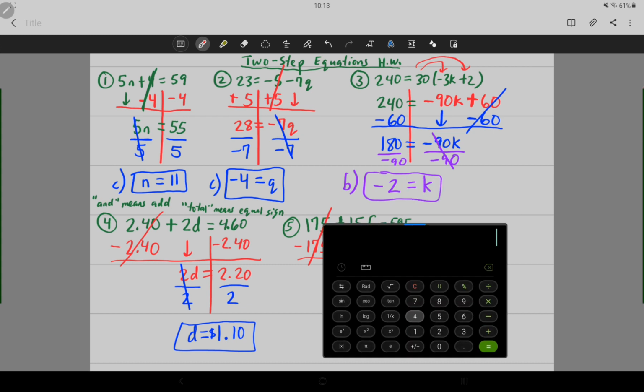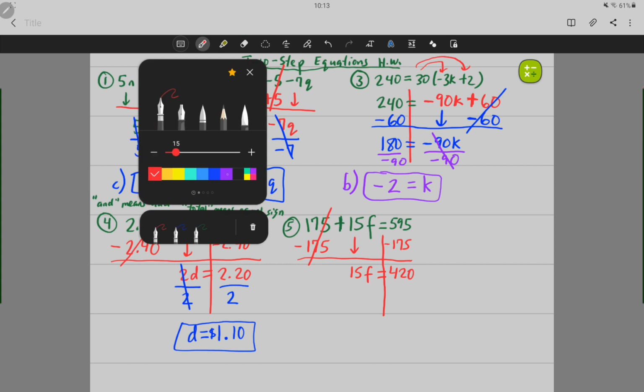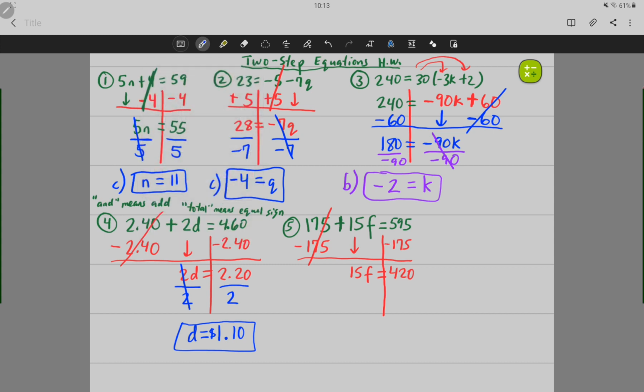And let's see, as we're going to have to divide. So 420 divided by 15 is 28. Why are we dividing? Because 15F, 15 times F. The opposite of multiplying is division. So we divide both sides. Let's bring down the letter F and equals. And we just saw in the calculator 420 divided by 15 is 28.